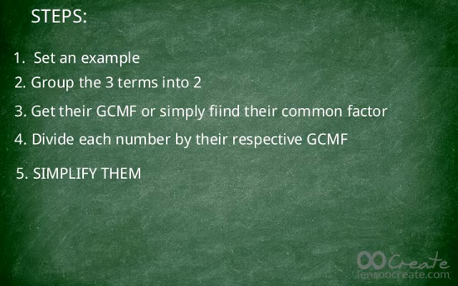First, set an example. Second, group the three terms into two. Third, get their GCF or simply find their common factor. Fourth, divide each number by their respective GCF. And fifth, simplify them.